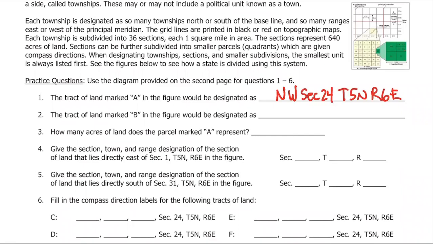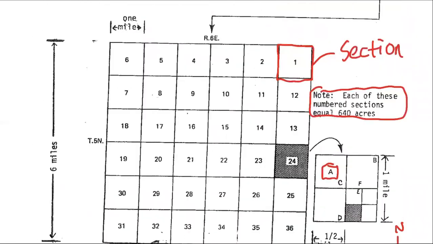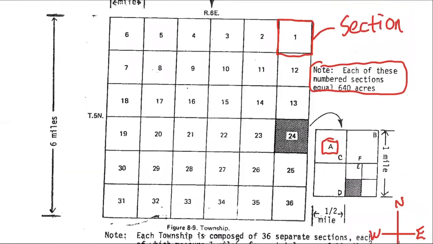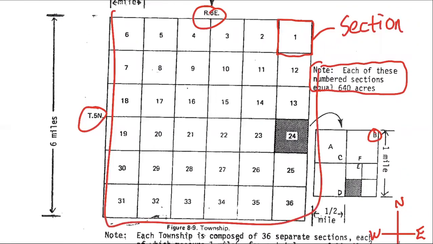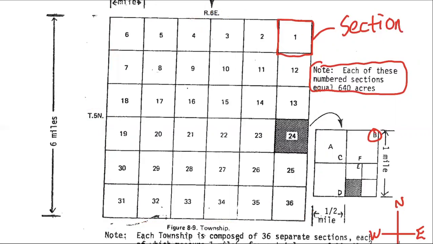All right, let's do the same for B. And we're going to do some erasing here. Let's get rid of this. Now where's B? Well, B is in the corner of a different part of that box. So here's what I'm going to ask you first. Did we leave Township 5N and range 6E? No, we're still in all of that. We're still Township 5N, R6E, and we're also still in section 24.